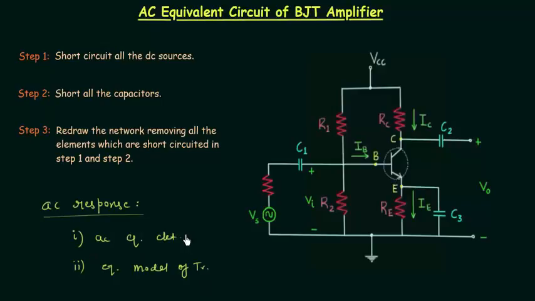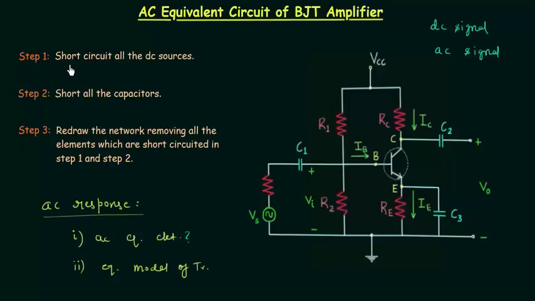So what is the AC equivalent circuit? When we analyze the BJT amplifier circuit for the DC signal, the whole circuit will not come in the picture. In the same way, when we analyze the BJT amplifier circuit for the AC signal, the whole circuit will not come in the picture. So we have to simplify this circuit for the AC analysis. There are 3 steps involved in this process.